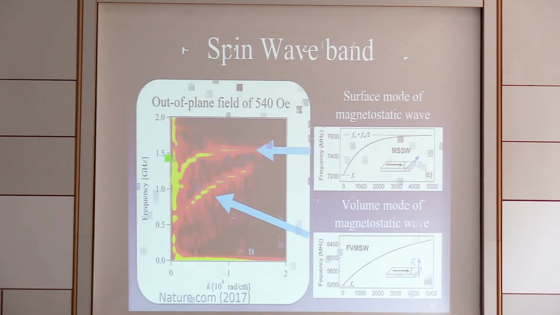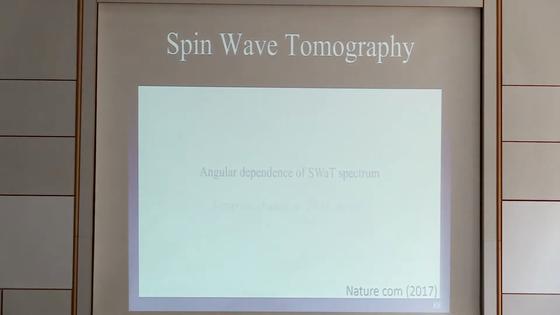Okay, so by performing the Fourier transformation for this data, we obtain this spectrum, the band structure of spin waves. This is the spectral intensity as a function of wave vector and frequency. You can see a signal here and here. This corresponds to the surface mode of the magnetic wave, and this corresponds to the volume spin wave.